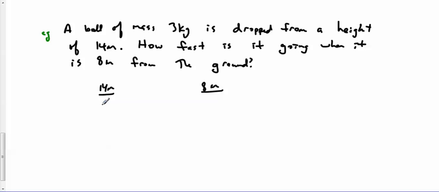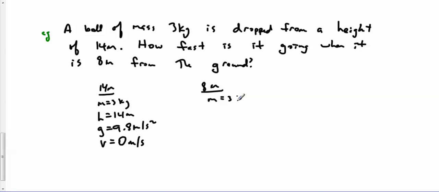When it's 14 meters up, its mass is 3 kilograms. Its height is 14 meters. G is still 9.8 meters per second squared. And its velocity is 0. Here, its mass is still going to be 3 kilograms. The height over here is going to be 8 meters. G is still going to be 9.8 meters per second squared. Here, that's what I want to find. I want to find out the velocity.